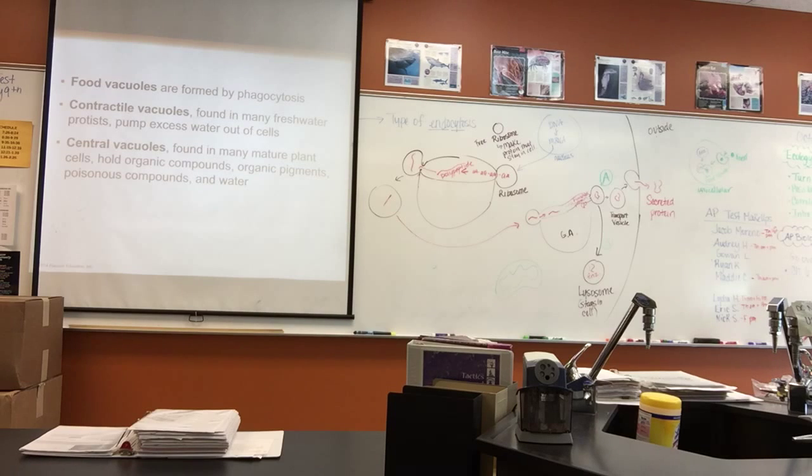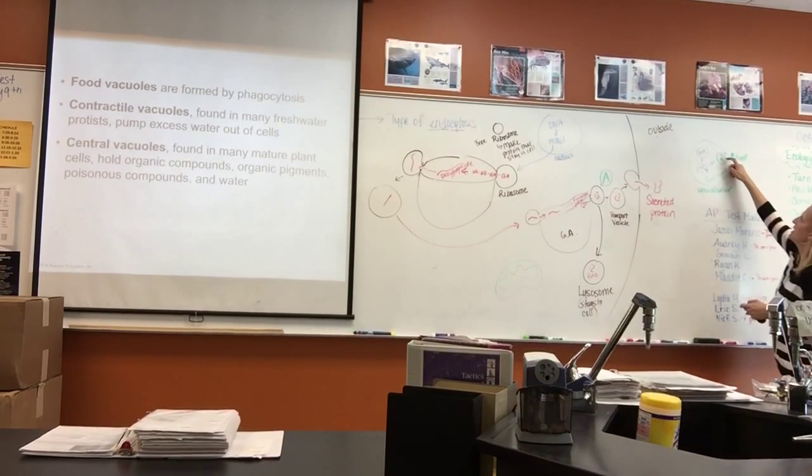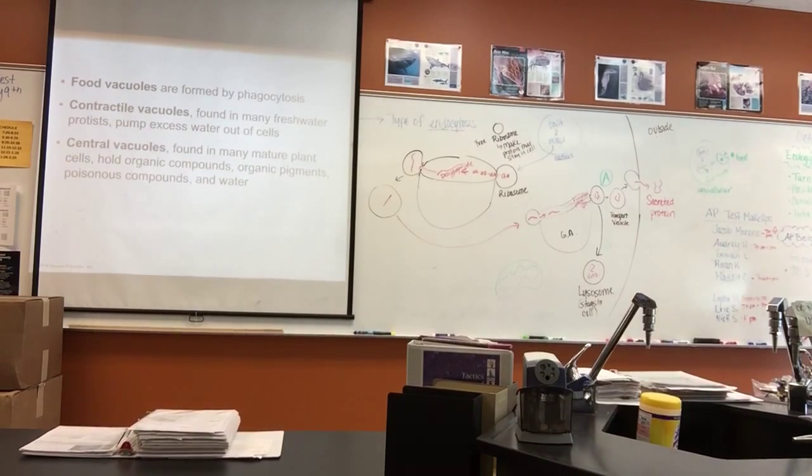So the food vacuole, this is in unicellular organisms, formed by phagocytosis. Phagocytosis is this process here, the indentation of the membrane. There are contractile vacuoles found in many freshwater protists, which pump excess water out of the cells. And then there are central vacuoles found in many mature plant cells, which hold organic compounds, pigments, and poisonous compounds in water.